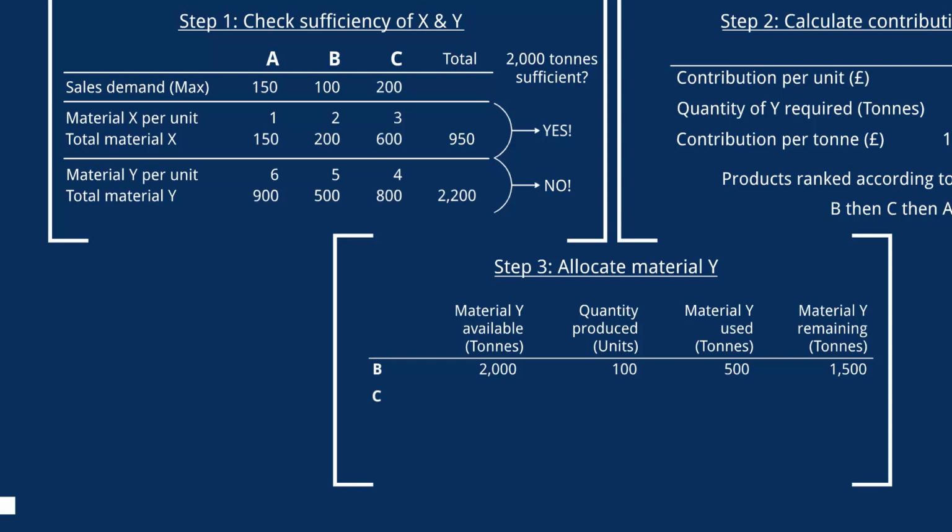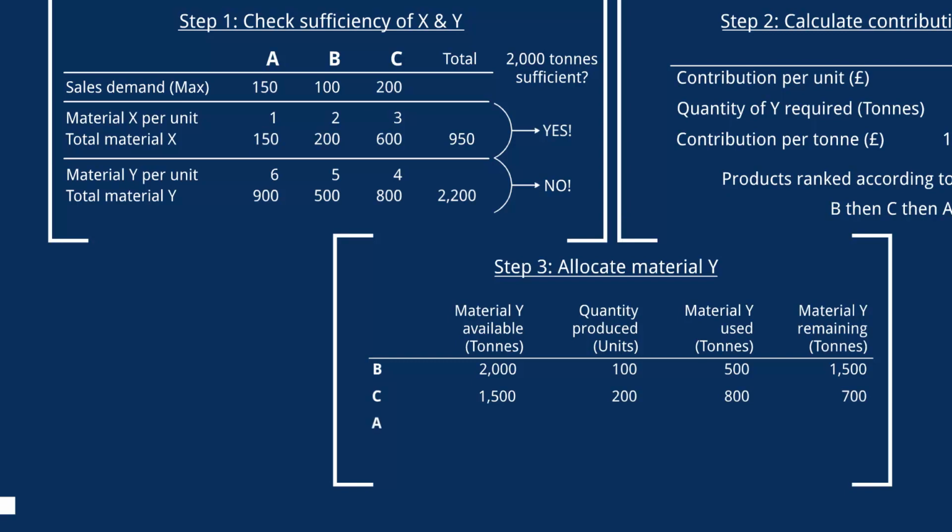We produce as many product Bs as we can because it has the highest contribution per ton. So we move on to product C. We've got 1,500 tons of material Y available now because we have already used 500. We're going to produce as many product C's as we can before we produce any product A's. So we're going to produce 200, and 200 units of product C has a material Y usage of 800 tons. When we use the full 800, we deduct that from the 1,500, and we now have 700 tons available.